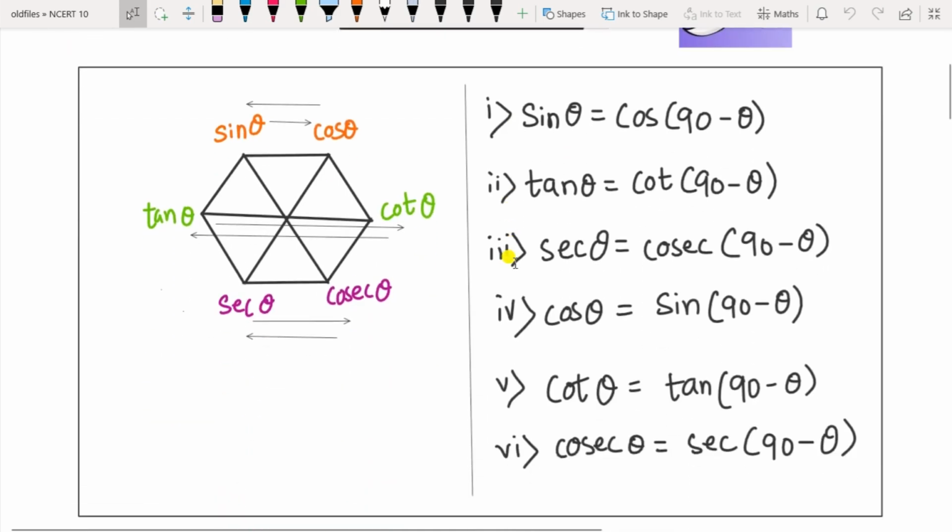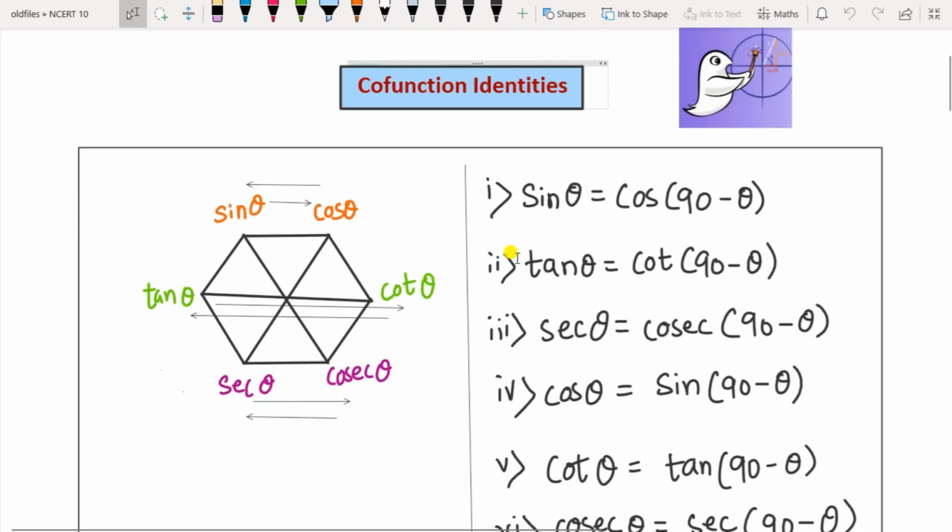So what is meant by co-function identity? You have studied about complementary angles, which means that the sum of the two angles equal to 90 degrees is called complementary angles. That means if you want to find the value of one of the angles, you have to subtract the other from 90.